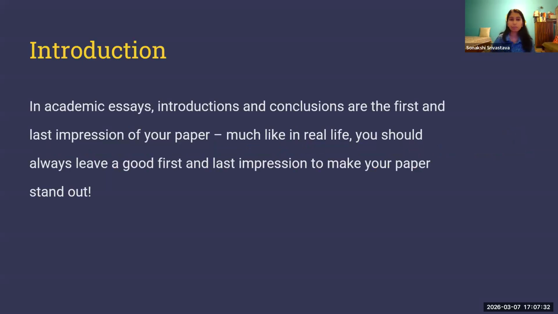Now, what is an introduction? A simple definition: in academic essays, introductions and conclusions are the first and last impressions of your paper. And much like in real life, you should always leave a good first and last impression to make your paper stand out. Again, very important, because I'm not thinking about a really breathtaking first line or a breathtaking introduction, but a very clear introduction. If your academic paper doesn't have a very clear introduction, it fails to leave an impression on potential readers and potential scholars of your scholarship.